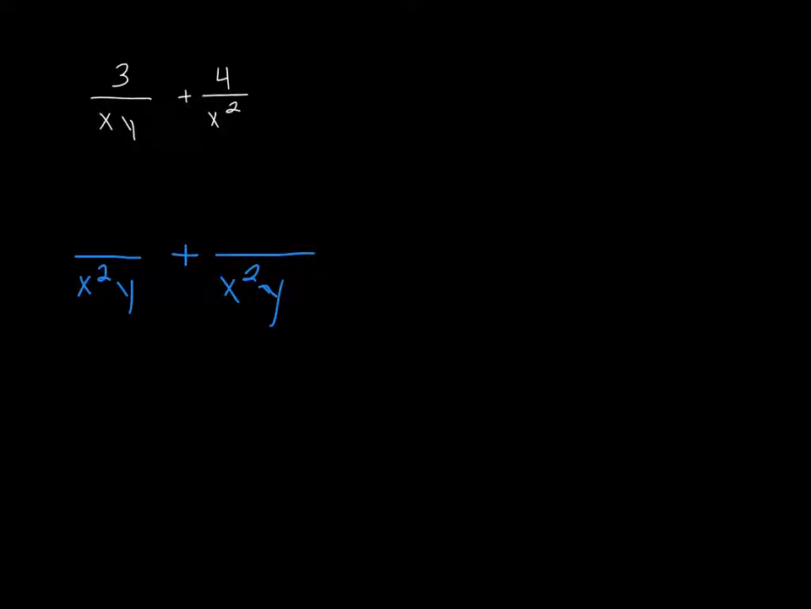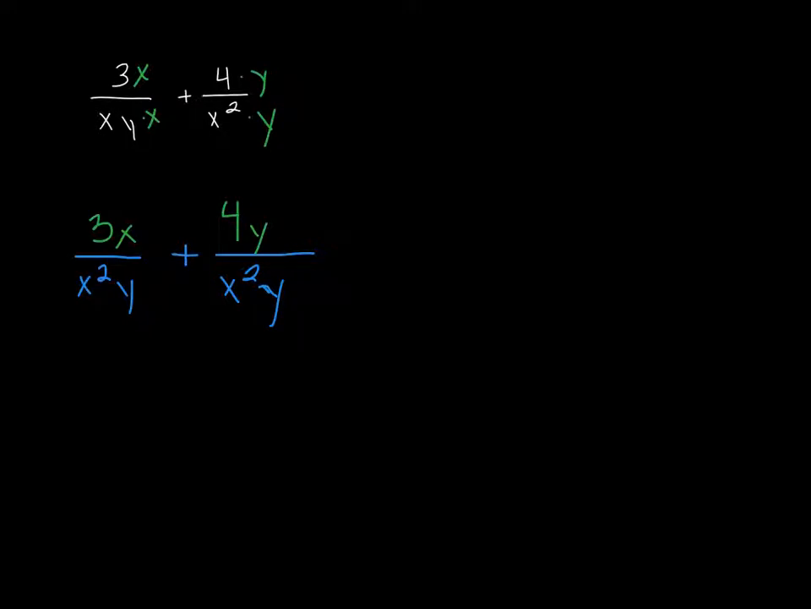Now look at this first fraction and see what's missing from its denominator and the common denominator. It has an x, but it doesn't have an x squared, so we need to multiply it by another x to make that x squared. And since the denominator needs to be multiplied by x, I need to do the numerator as well. So my new numerator is 3x. In the second fraction, my denominator is missing a y. So I need to multiply that numerator by y.